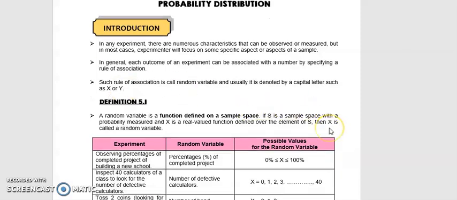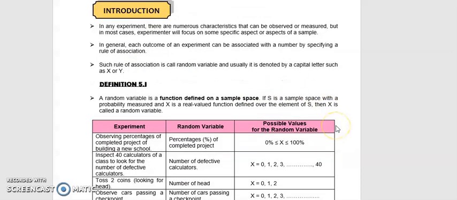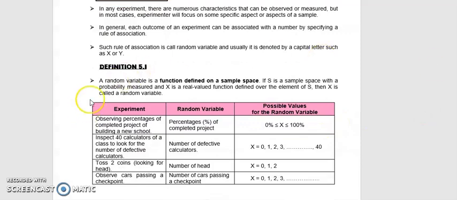Now look at what is meant by random variable. A random variable is a function defined on a sample space. So if S is a sample space with a probability measure and X is a real valued function defined over the elements of S, then X is called a random variable. Later on we will look at some examples in detail. Now here look at some simple experiments.